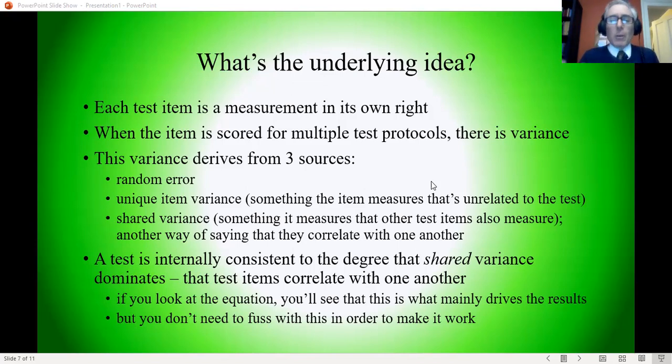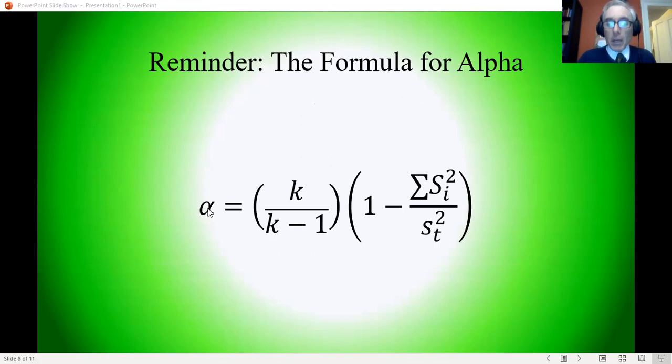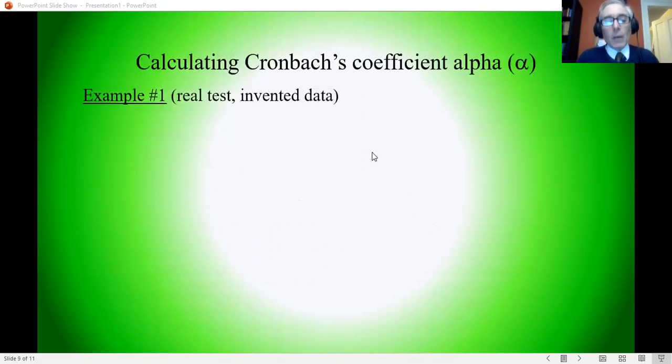Now, if you really look closely at that equation, you can perhaps see that that's what's really driving the results. But you don't need to see that. You don't need to have that intuition to make it work. Crunching the numbers is relatively easy. There again is the formula. And again, notice that the proportion of item variance to total test variance is a key driver here. Okay, so how do we calculate it?